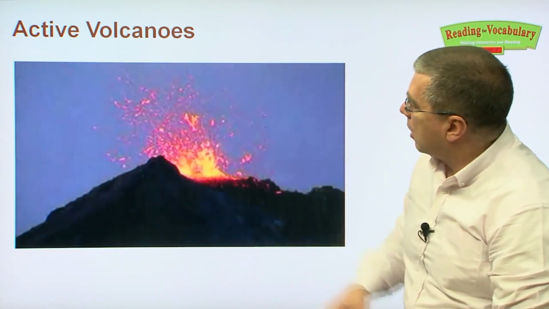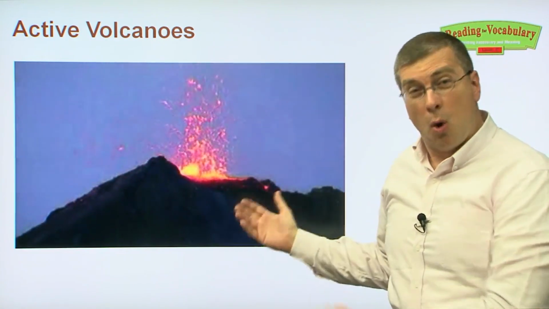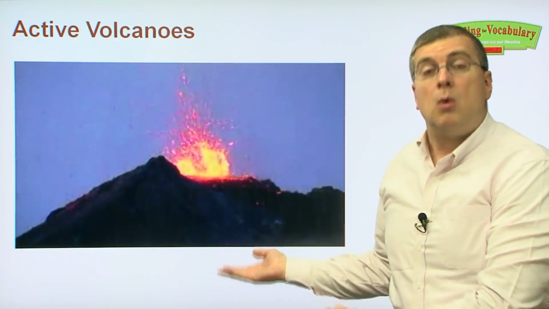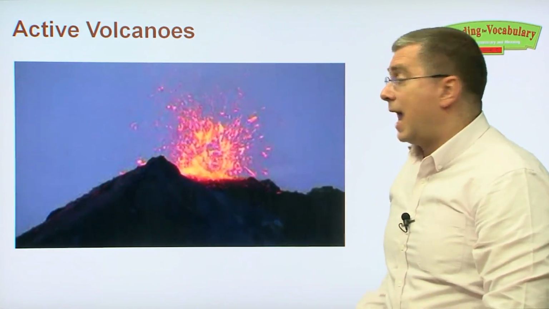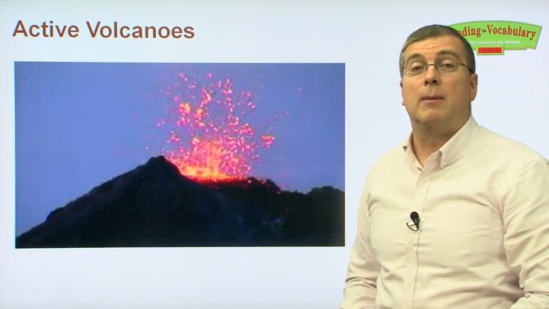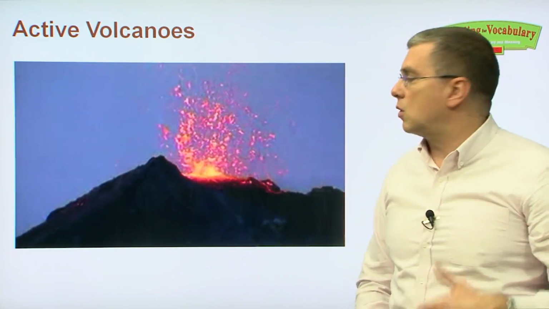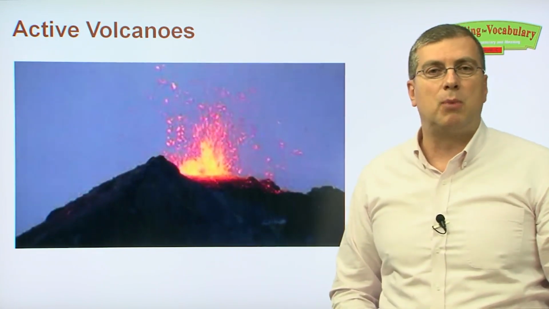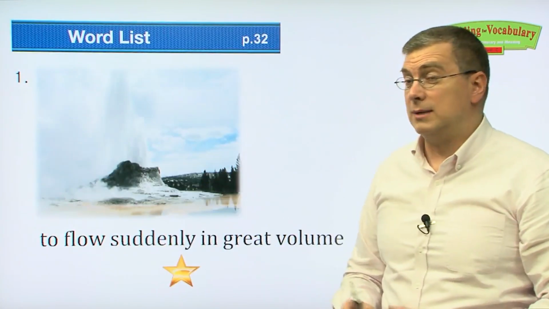Wow, look at that. All of this fire is coming out from the top of the mountain. Where is it coming from? Well, it's coming from deep below the surface of the earth. And that's what our lesson is about today. Now, before we get too much into the lesson, of course, we have to review some important vocabulary words. So let's begin with the first one.